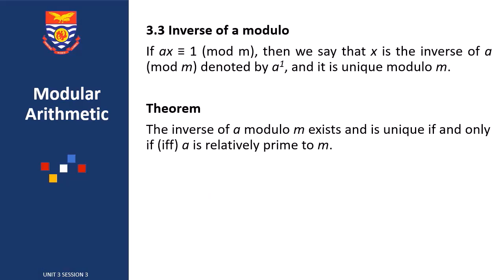If ax is congruent to 1 mod m, then we say that x is the inverse of a mod m, denoted by a inverse, and it is unique mod m. So the inverse of a mod m exists and is unique if and only if a is relatively prime to m. So don't forget about the prime numbers we discussed. Okay, let's look at the proof in the next section.